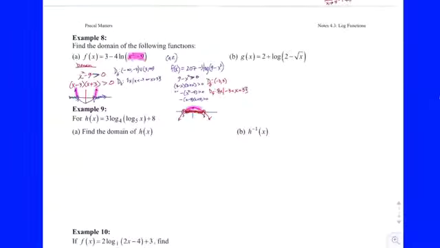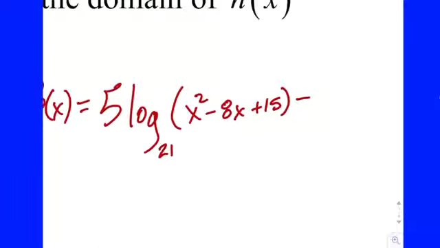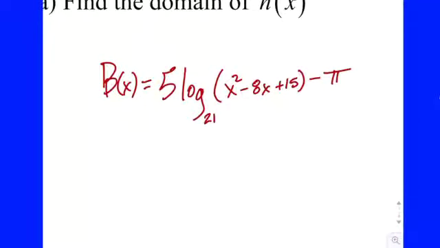Okay, let's do one more bonus one. Let's call this B of x, for bonus of x, and let it equal 5 log base 21 of x squared minus 8x plus 15 minus pi. This might be the last one we get to. Find the domain, find the domain, find the domain.